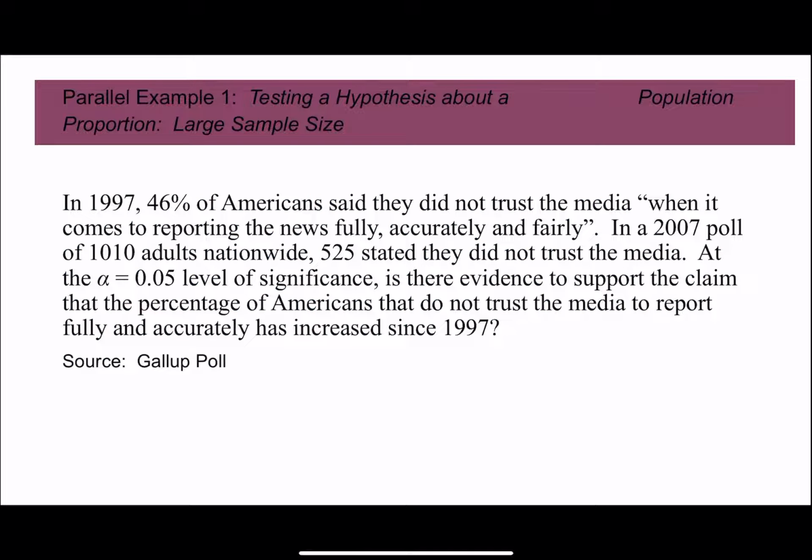All right. So here is a new example. If in 1997, 46% of Americans said they did not trust the media when it comes to reporting the news fully, accurately, and fairly. In a 2007 poll of 1,010 adults nationwide, 525 stated they did not trust the media. At the alpha equals 0.05 level of significance, is there evidence to support the claim that the percentage of Americans that do not trust the media to report fully and accurately has increased since 1997?